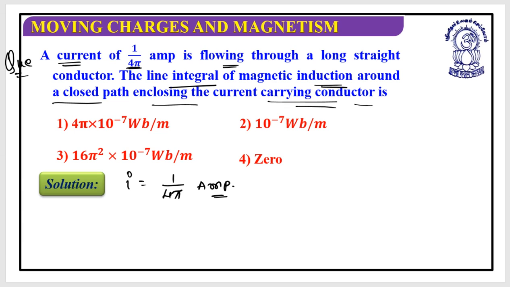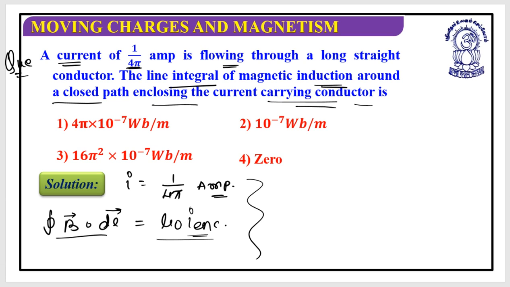I is given, it's 1 by 4 pi ampere, and you need to find the line integral of magnetic induction. This is the line integral of B dot dl equals mu naught times I enclosed. So either you calculate this or you calculate this. What I find easier is to find the I enclosed because I is given. So let's have it. It's mu naught times I enclosed.